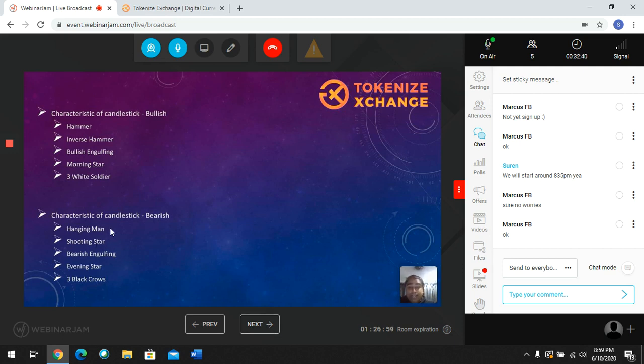Well, there are bearish signs as well on candlesticks, which are called hanging man, shooting star, bearish engulfing, evening star, and three black crows. So basically, it's just an inverse of three white soldiers. So we have three black crows.